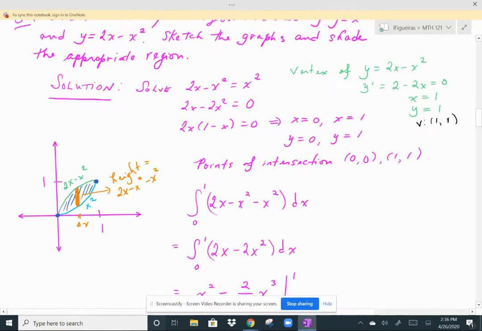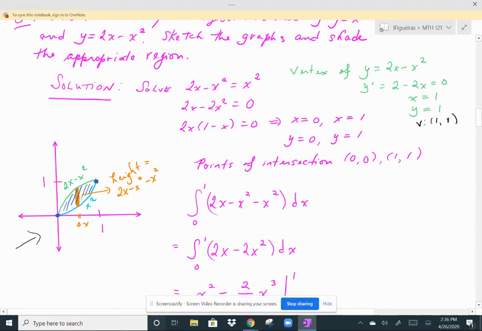So here are the two graphs. I have x squared in the lighter blue below. My 2 points of intersection are plotted here in a darker blue. The other parabola, 2x minus x squared, that's in the green. And remember, that will be a downward facing parabola.